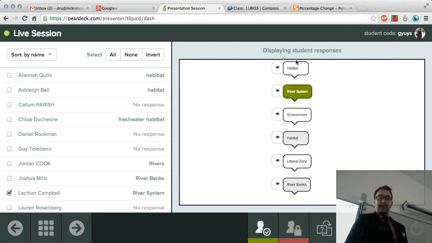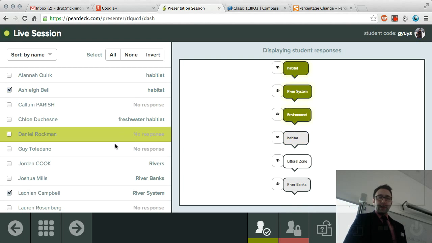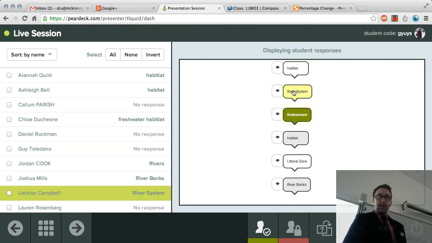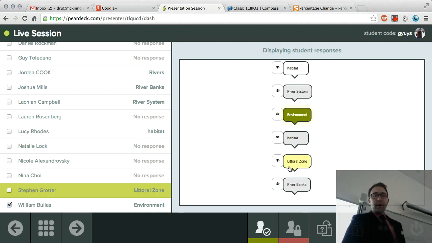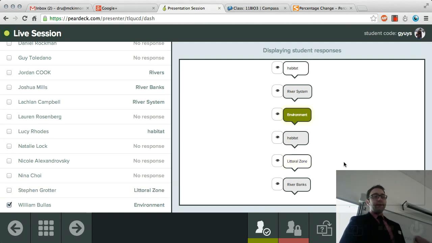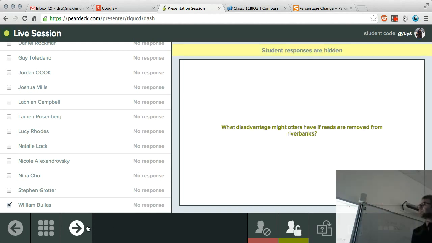A few people had habitat, sorry. Someone had environment. Who had environment? William, you went for environment. It does live in an environment. You're right, but that's not the specific name for it. Where it lives, it's habitat. People have put things like littoral zone. That's too specific. It is just nice and general habitat. Next question.